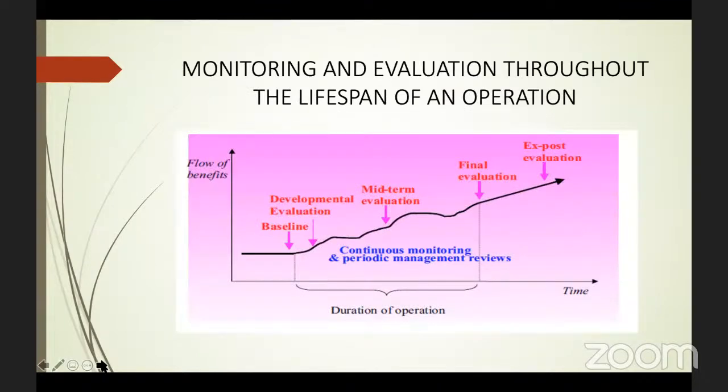So this is just a picture or a graph that shows the lifespan of a project and how evaluation should work. As I've described before, I'm not going to go into detail. So firstly, you're going to have the baseline, which is the ex ante evaluation. And then as the program goes on, at the middle of the program, you're going to do the midterm evaluation. Then once the program is completed, you're going to do a final evaluation. And then not later than a year after that, you're going to do an ex post evaluation.